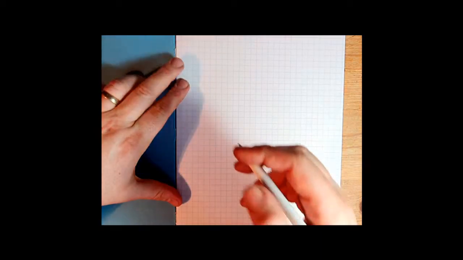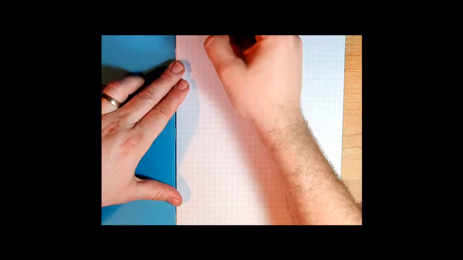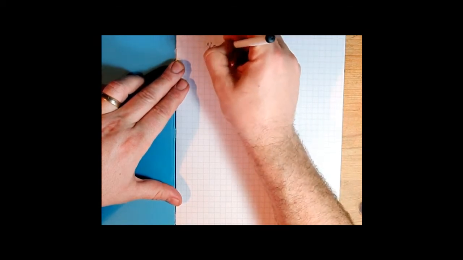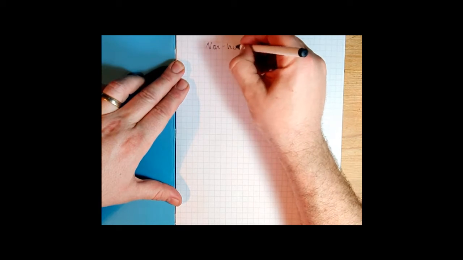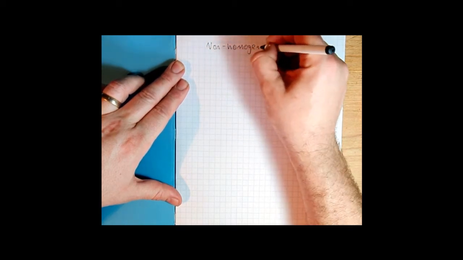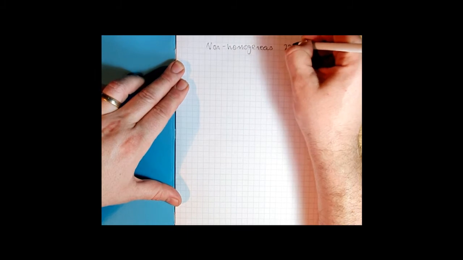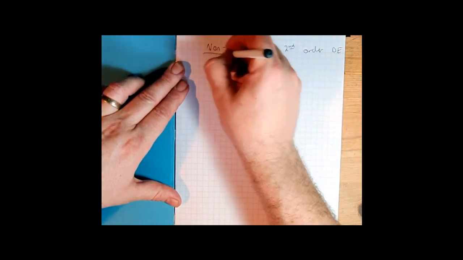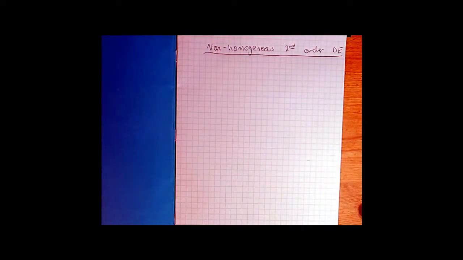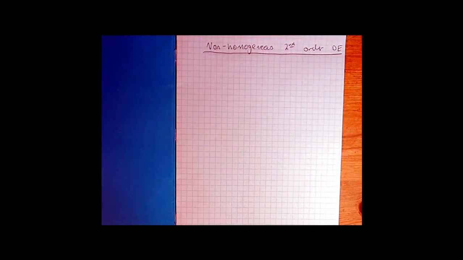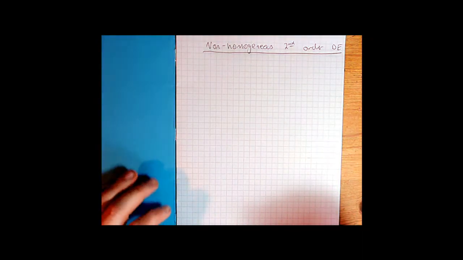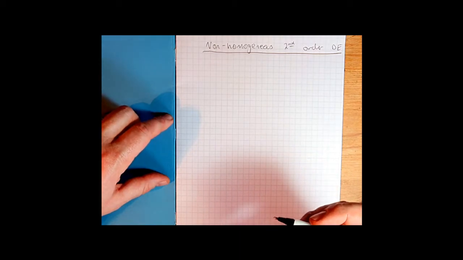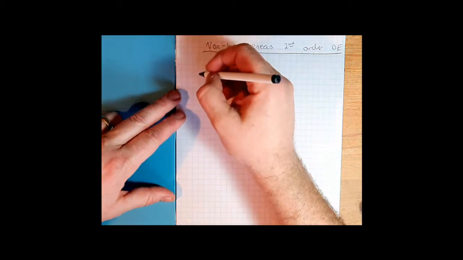Hi, this is the video for Further Maths Year 2, and we're looking at non-homogeneous second order differential equations. So the way this works is you find the solution for the homogeneous differential equation, and then you find what you need to add on, because remember, the homogeneous differential equation gets you to 0. I'll show you with an example.